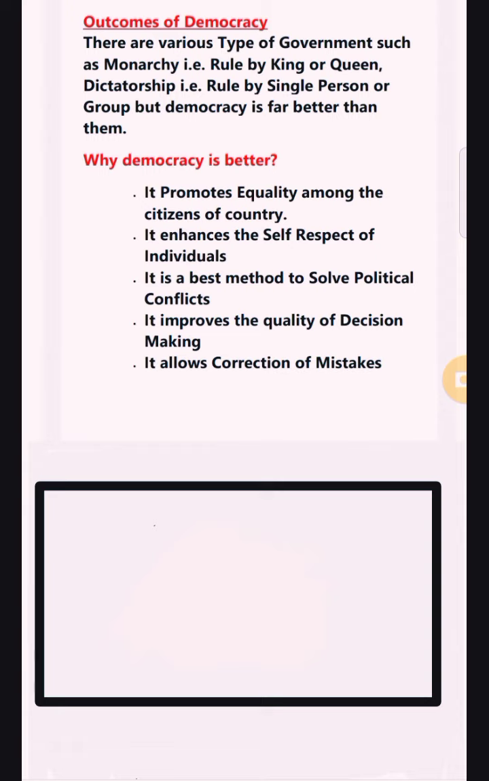But then what we experience after adopting it, this is what the chapter is all about, okay. Outcomes means what results we get from democracy. Okay, so let us get started.